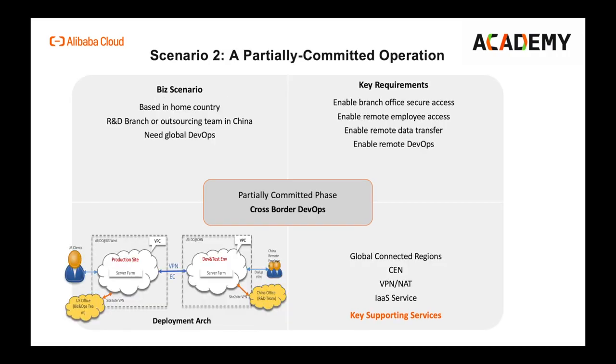Scenario 2, if you're moving up to being a partially committed operation, now you're going to have some people based in China, so you need some type of a cross-border solution so that you can administer and manage resources that are deployed inside mainland China. So now, in addition to potentially needing some type of an acceleration solution, you also need something like Cloud Enterprise Network to help interconnect Alibaba Cloud resources in different regions, say maybe the China office in Shanghai and the US office in New York. So you can connect those with CEN.